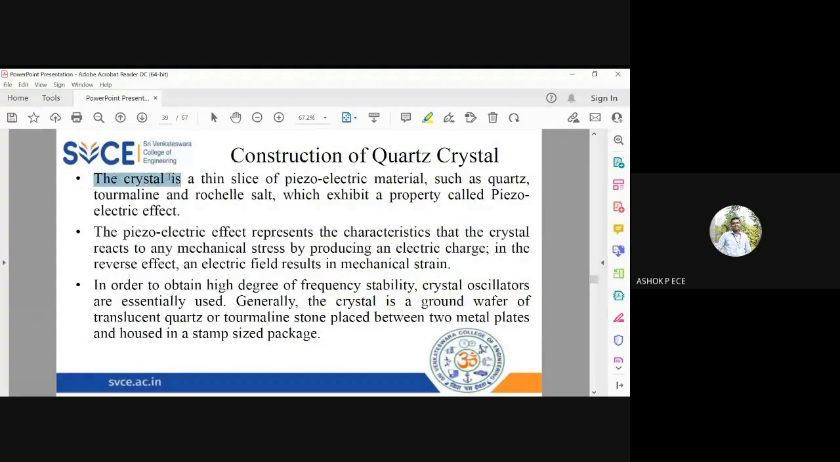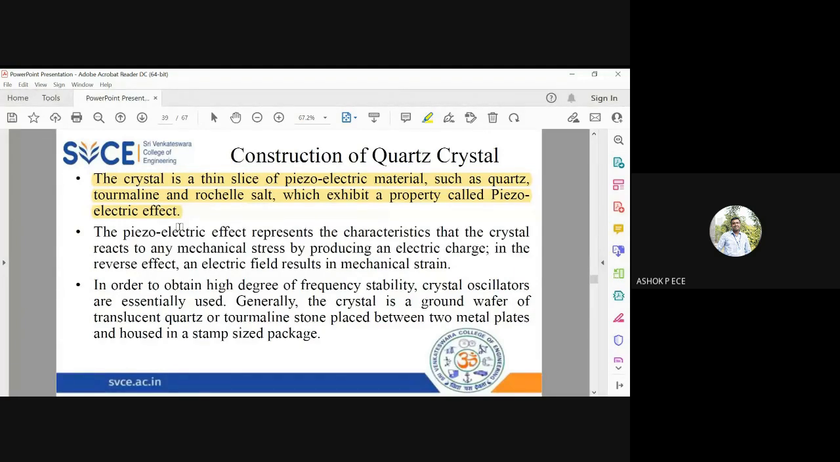The crystal is a thin slice of piezoelectric material. So the piezoelectric effect is any mechanical vibration which is produced or imbibed on the crystal. It will convert that into electrical charge, or it will convert mechanical into electrical voltage. In the reverse piezoelectric effect, if you apply an electric field, you produce mechanical strain. So you have the piezoelectric effect and the reverse piezoelectric effect, but here we are going to use the piezoelectric effect only.